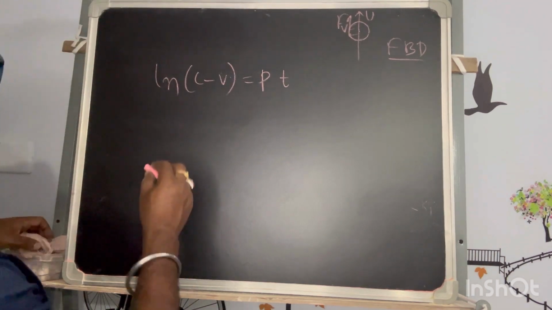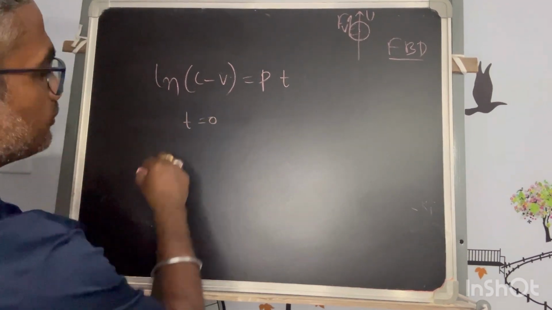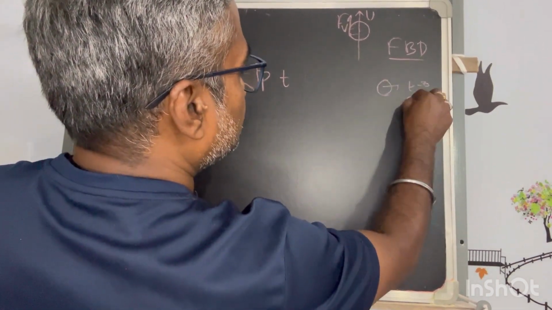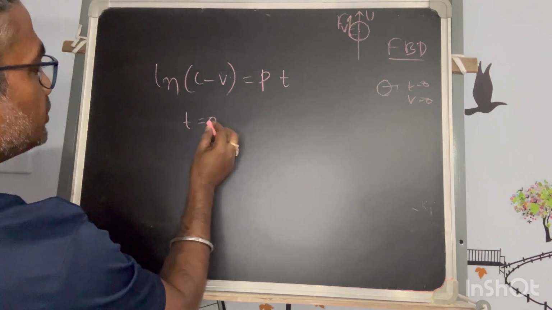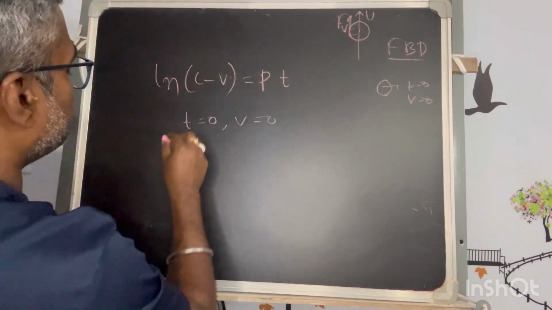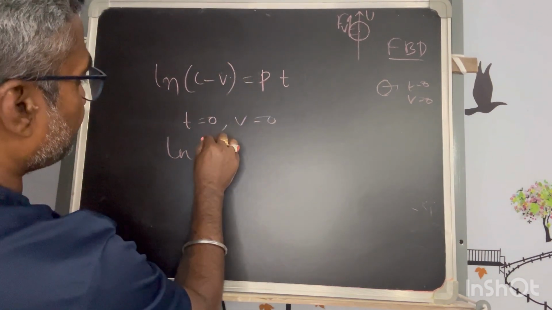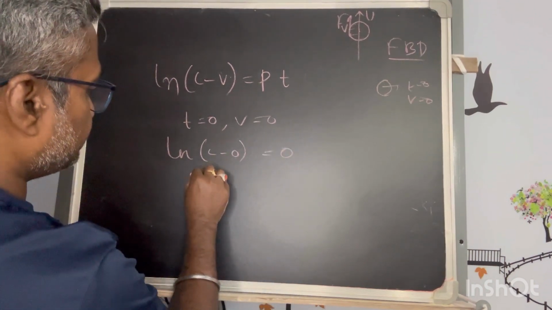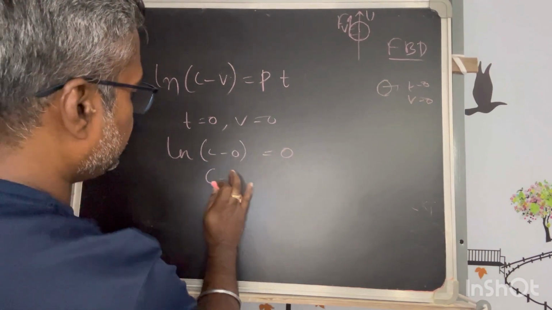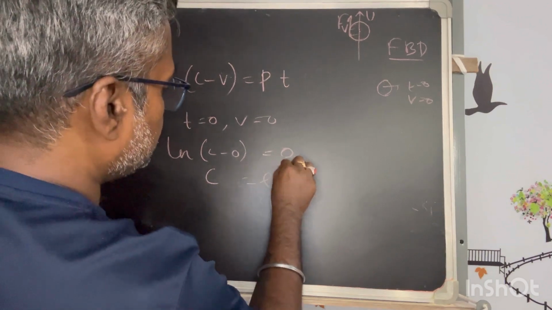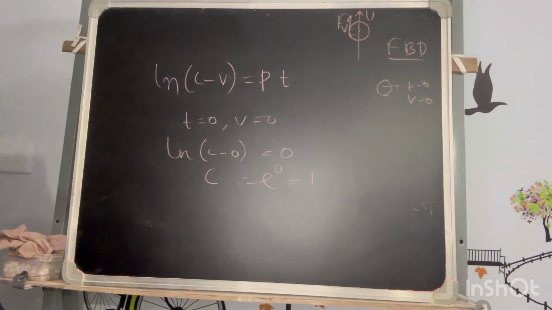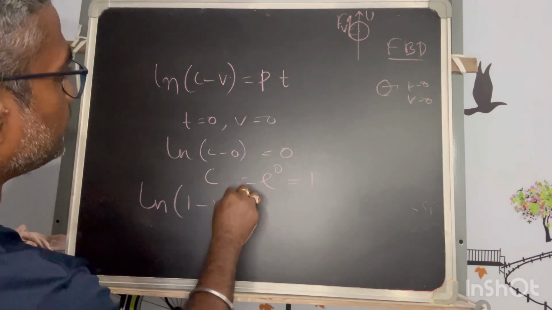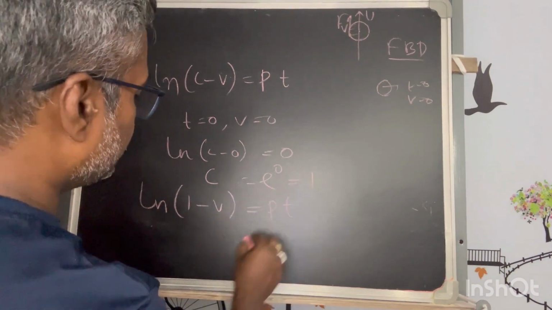Okay, now at t equal to 0, it is falling from rest. So at t equal to 0, your velocity is 0. So now put this value, t equal to 0. If I put this value, it is ln (c minus v) means ln (c minus 0) is equal to 0. So that means c is equal to e to the power 0, that means equal to 1. So c I am getting is 1. So ln (1 minus v) is equal to pt, something like that.